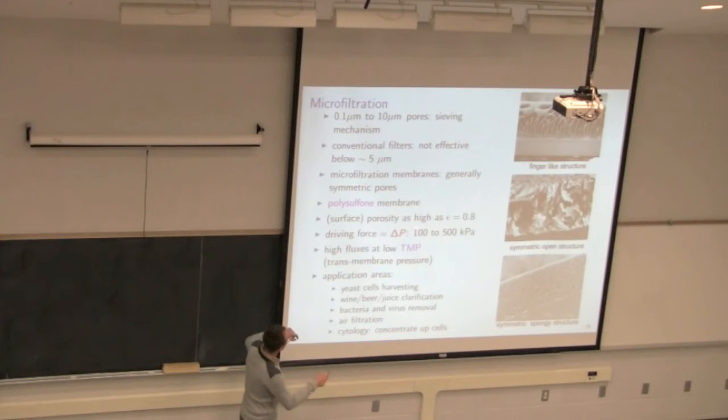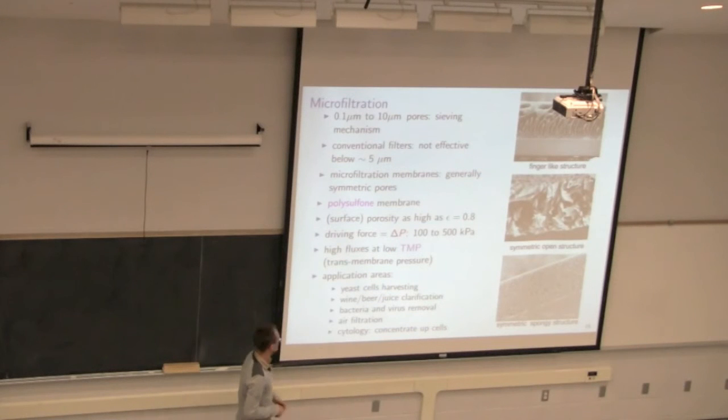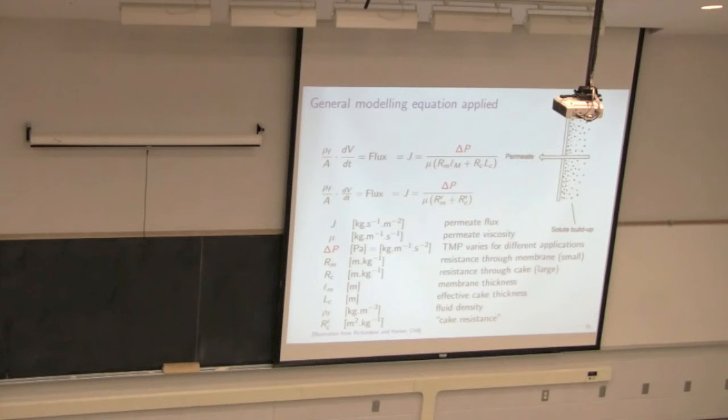Key points here though: membrane pressure drops are no more than 500 kPa in microfiltration. And the areas where we see these being used are in lots of cellular products. So cell harvesting in bio applications, bacteria and virus removal. We'll see that as well in ultrafiltration. Depending on the size of the bacteria and viruses we remove, we may need to go to a membrane that's got even smaller pores. And then air filtration is another area where this might be used. And it's widely used in beverages. Almost always in a beverage manufacturing facility, you find some sort of membrane step near the end to filter out and clarify.